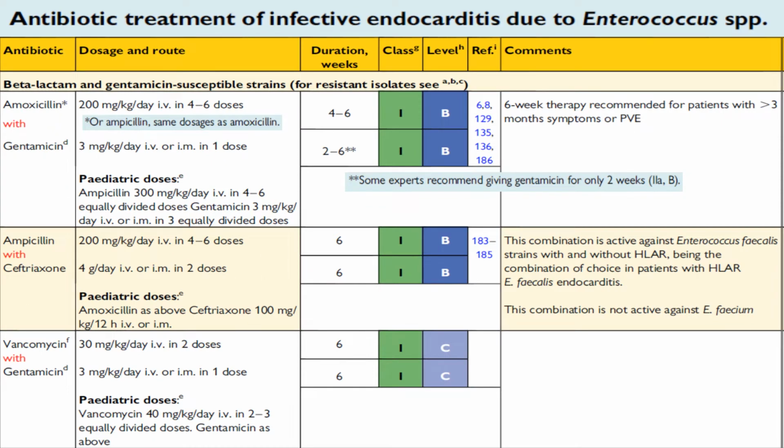The next pathogen I will talk about is Enterococcus. Firstly, you should consider beta-lactam and gentamicin. If ampicillin susceptible, you can use it with gentamicin. The guideline recommends 4 to 6 weeks for ampicillin and 2 to 6 weeks for gentamicin. But some experts recommend gentamicin for only 2 weeks due to nephrotoxicity. And the same for prosthetic valve, we recommend 6 weeks.